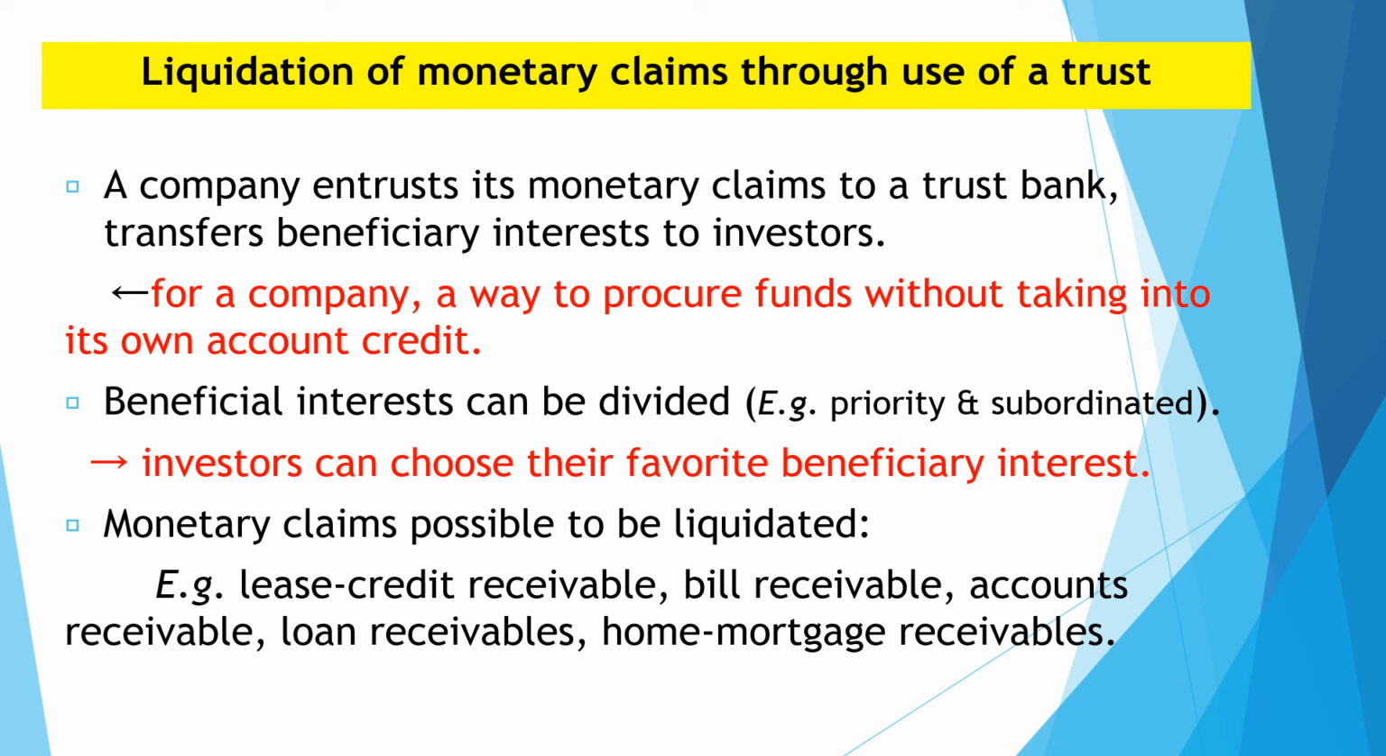If a company divides beneficial interests into a variety of types, for example, priority and subordinated, the investor side can choose their favorite beneficiary interest considering risk and return. Monetary claims which can be liquidated are lease credit receivables, bill receivables, accounts receivable, loan receivables, home mortgage receivables, and so on. A trust as a means of liquidation met needs of both fund procurement sides and investment sides, and so its use has been expanded.